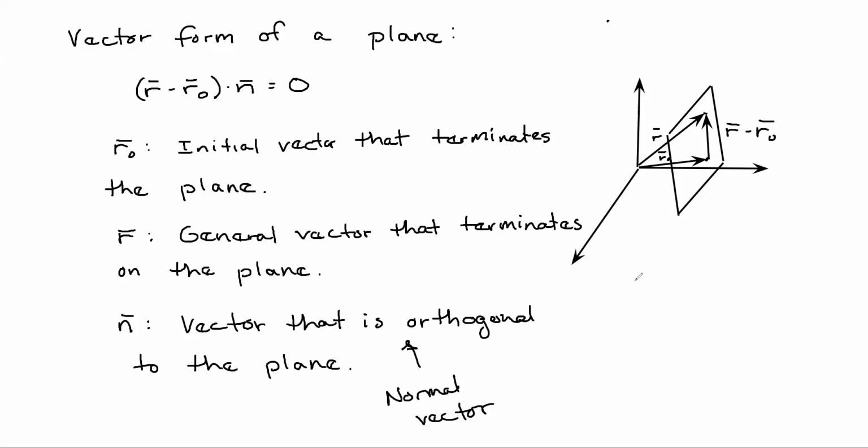Well, what is going to be true is that R minus R naught is going to end up being a vector on the plane. Again, no matter where we put R, no matter how we move it around, this vector is going to move around too, but it's always going to end up being on this plane. If you think of a piece of paper, on the piece of paper. So that's important to understand: R minus R naught is a vector on the plane.